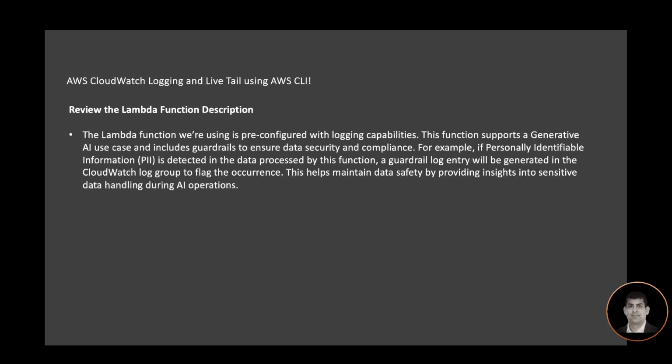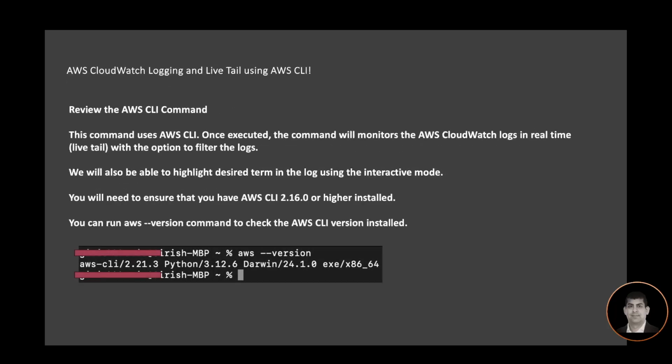For example, if PII data is detected by this function, a guardrail log entry will be generated in the CloudWatch log group to flag the occurrence. This helps maintain data safety by providing insight into sensitive data handling during AI operation.